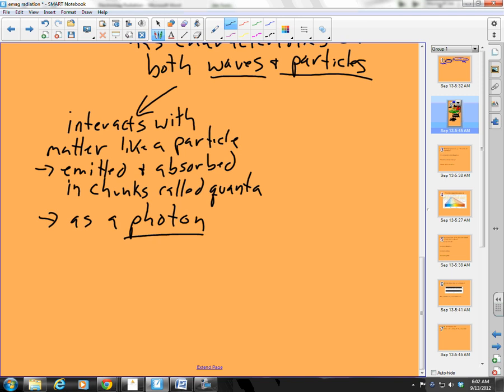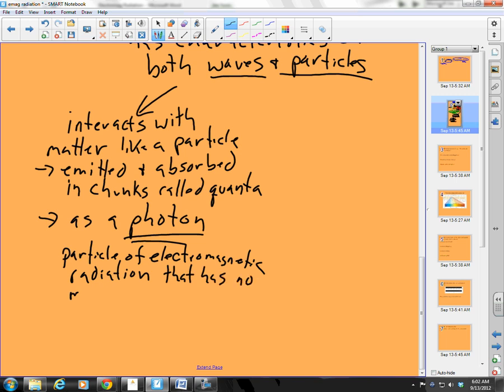And what is a photon? I hate this definition, but it's really about the only one I have to work with. A photon is, we call it a particle of electromagnetic radiation. But well, here we go, we're going to make this contradictory, that has no mass. You say, wait a minute, how can a particle not have mass? Well, for a photon, we're saying it's a particle that has no mass and carries a chunk of energy, a packet of energy called a quantum.